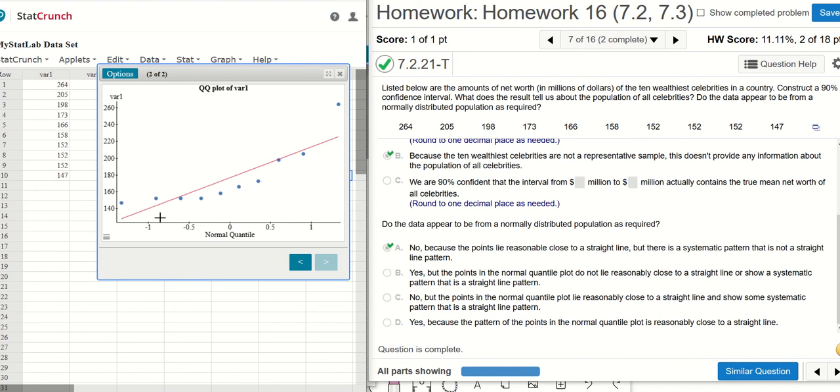Normal quantile plot. And is it a straight line? Kind of a straight line, but being a straight line is not good enough. If it's a straight line, that means it's from a normally distributed population, but it seems it's a curve of a certain pattern here. So you will choose no, even though it's reasonably close to a straight line, there is a systematic pattern that is not a straight line pattern. So you will choose A for the third question. So this shows that the sample is not from a normally distributed population.